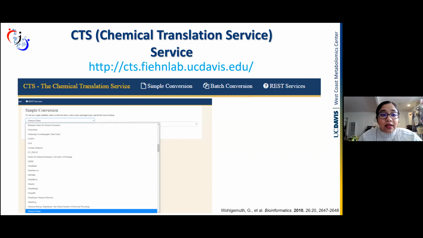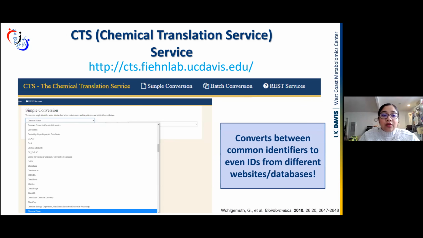And this allows you to convert in a simple, one-to-one conversion, or even do batch conversion relatively quickly. So it converts between common identifiers. Maybe you wanted to convert from a chemical name to an InChIKey because that's a requirement of the journal you're publishing in, but your list is like 1,000 and you don't want to do that manually. So you can just submit this to CTS and it'll do that quite quickly.